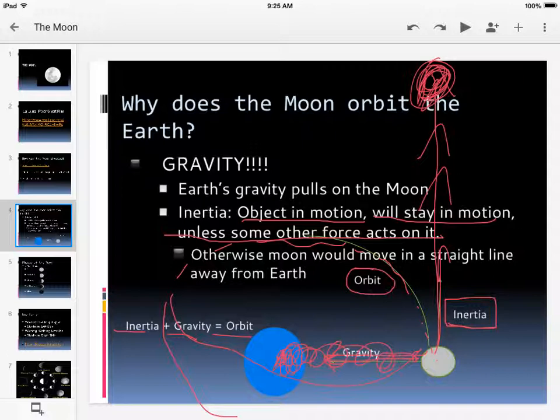And then not only does the moon go around the Earth, but the Earth goes around the sun the same way. The same forces are happening there.